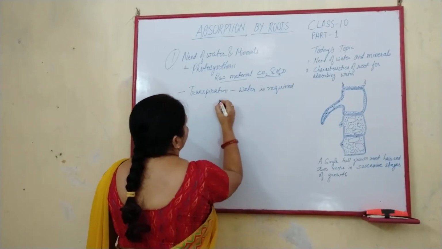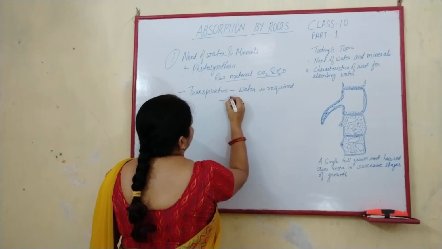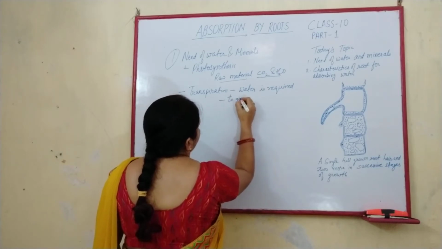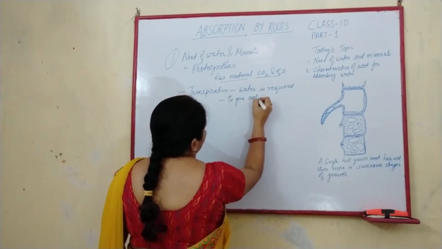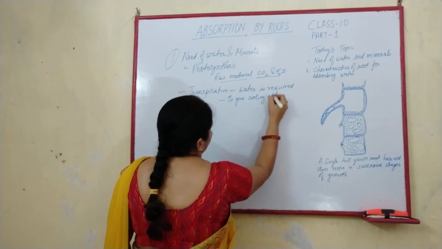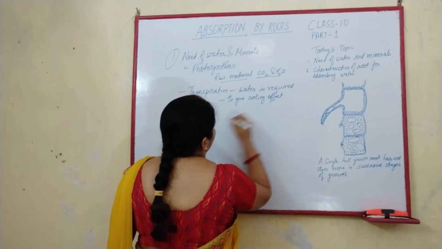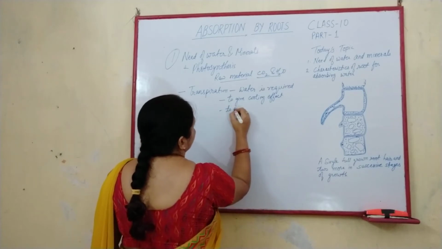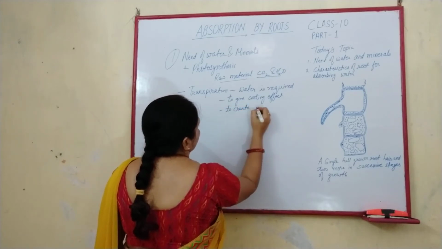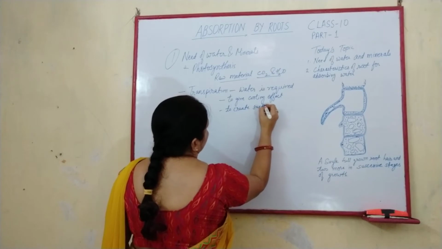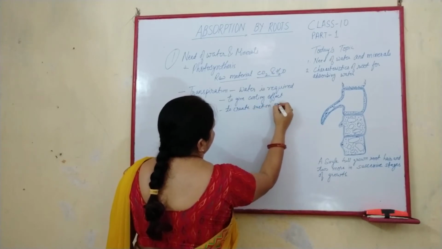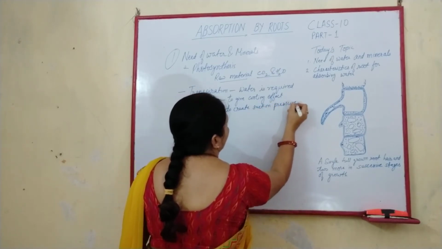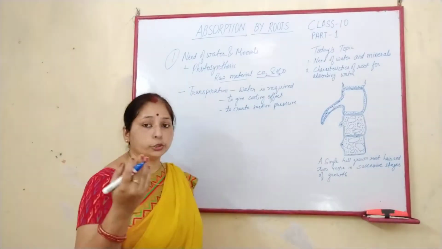Why is water required? Number one, to give a cooling effect to the plant, and next is to create suction pressure for the transportation of water from root to the shoot.